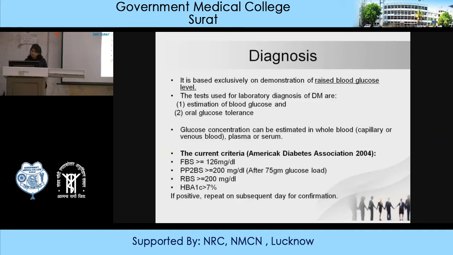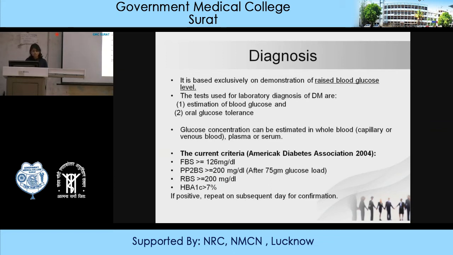So now here we are covering the first part, that is laboratory investigations for screening of diabetes mellitus. Now we are moving forward to the role of different laboratory tests for the diagnosis of diabetes mellitus. It is based exclusively on demonstration of raised blood glucose level. The tests used for laboratory diagnosis of diabetes mellitus are firstly estimation of blood glucose and secondly oral glucose tolerance.